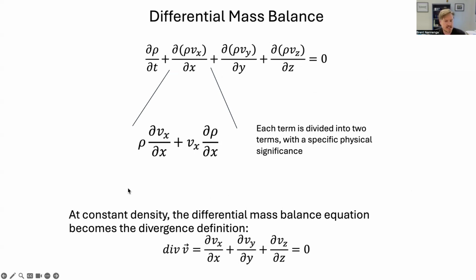Because we're talking about constant density, this term will go away. We'll lose the variations in density with respect to position, and we're only left with the velocities. So this differential mass balance becomes the divergence definition, where we just have the rate of change of velocities with respect to the different directions. And that also has to equal 0, because in our definition of divergence, we said it has to equal 0 for an incompressible flow.